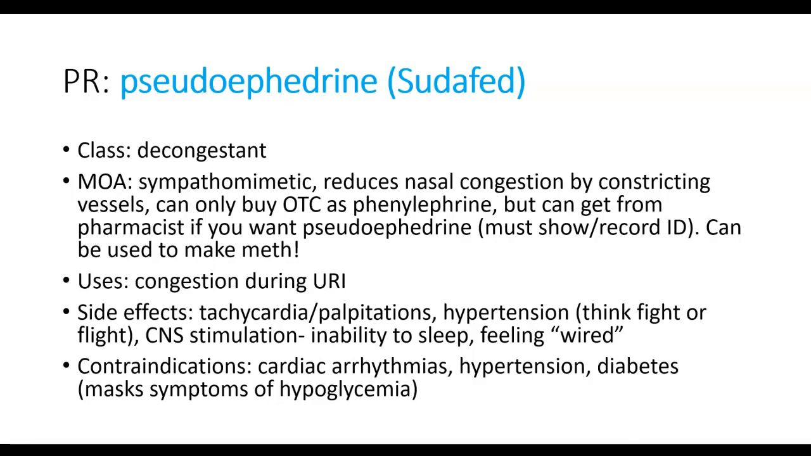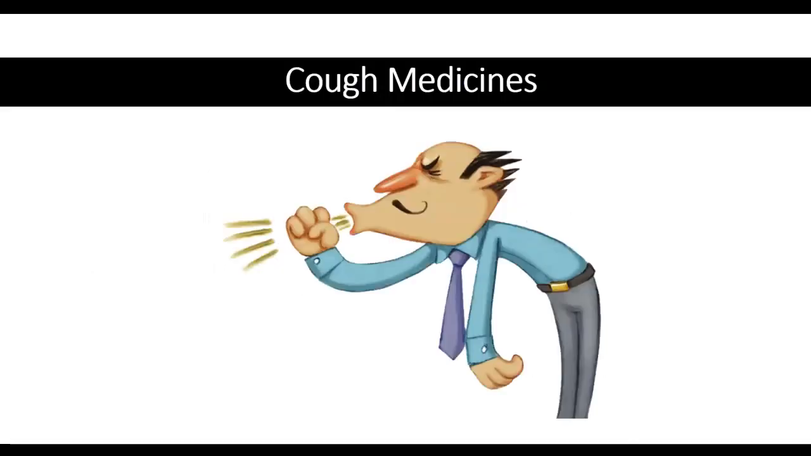So this is a drug that when I would take it for colds, I could never take it after about 4 or 5 o'clock in the afternoon, or I would be up all night, not able to sleep. Contraindications are cardiac arrhythmias, hypertension, or diabetes. And the reason we don't give it to people with diabetes is that it masks symptoms of hypoglycemia. That shaky, funny kind of feeling could be hypoglycemia, and we would not want to miss that.